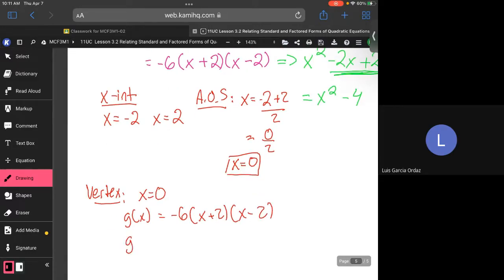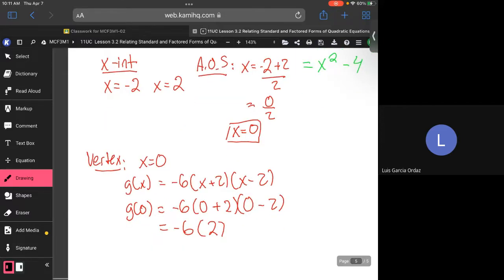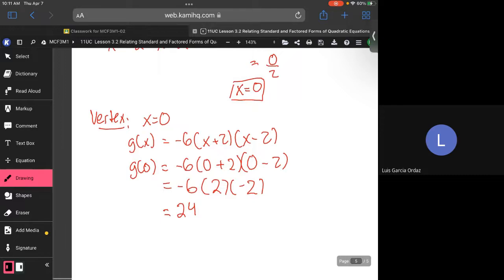So I get g of 0 is equal to negative 6 times 0 plus 2 times 0 minus 2. So 0 plus 2 is obviously positive 2, and 0 minus 2 is negative 2. So when I multiply those three numbers together, what would I get? Lisa online. 24. Positive 24. So what's my vertex then? 0. Yep, perfect. 0 and 24.